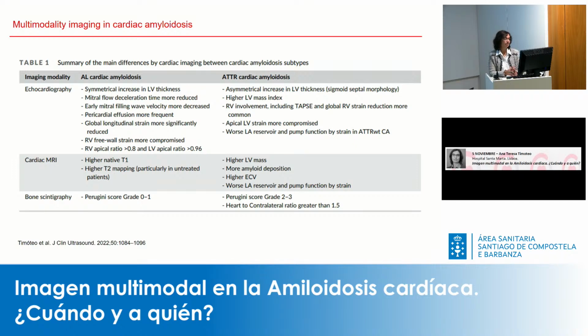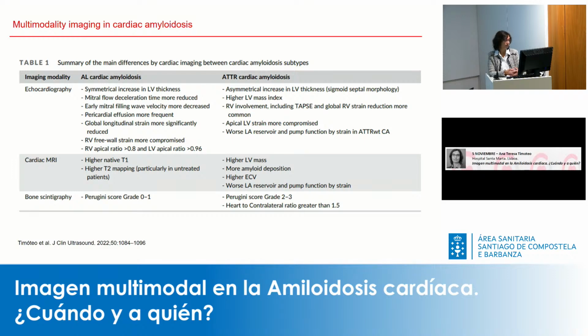It's possible with imaging to differentiate, not completely, with complete accuracy, but patients with ATTR cardiac amyloidosis usually have an asymmetric increase in left ventricular thickness, a higher left ventricular mass index, and the involvement of the right ventricle and right ventricle strain are usually more compromised. Also, the apical left ventricular strain is usually more compromised, and there is a worse left atrial reservoir and pump function in ATTR. The same is observed in cardiac MRI: higher left ventricular mass, more amyloid deposition, higher extracellular volume, and worse left atrial function.